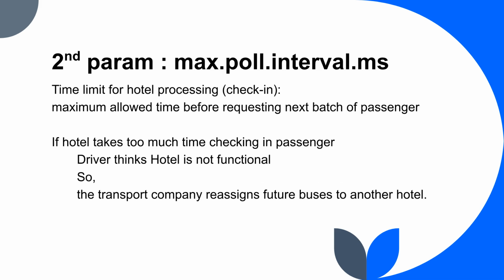The second parameter is max.poll.interval.ms. This sets a time limit for processing the batch. If exceeded, the broker assumes the consumer is dead and reassigns partitions to another consumer. With the real-world analogy, if the hotel takes too much time checking in passengers, the driver thinks the hotel is not functional. So the transport company reassigns future buses to another hotel.